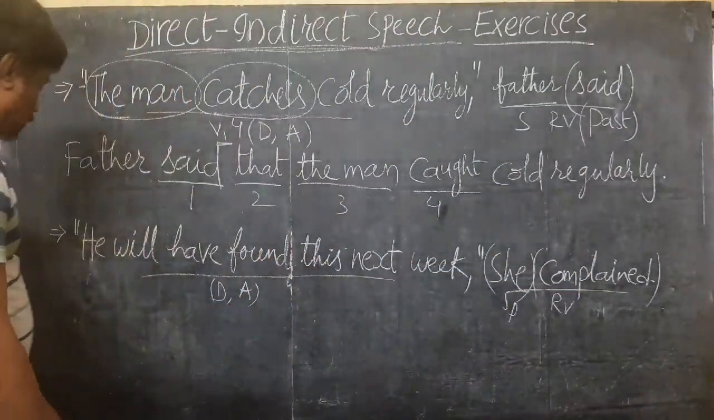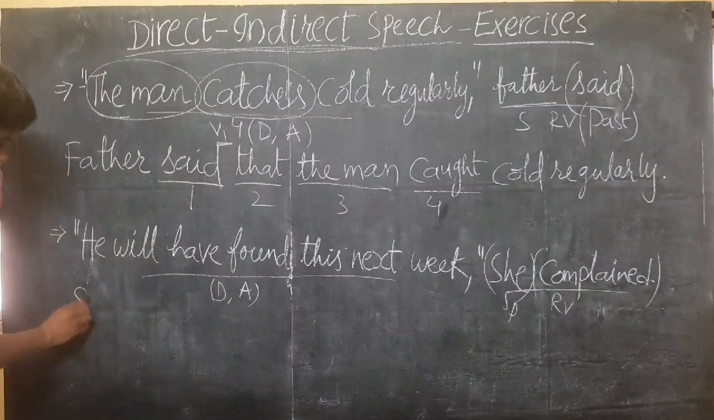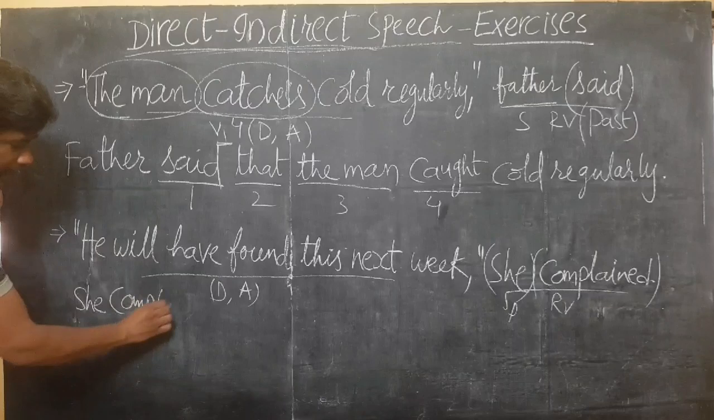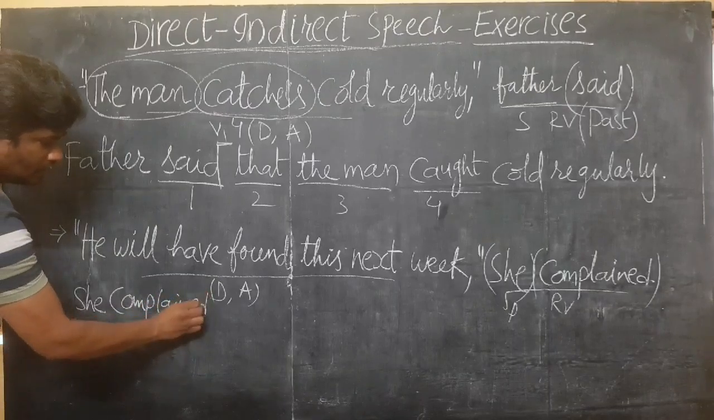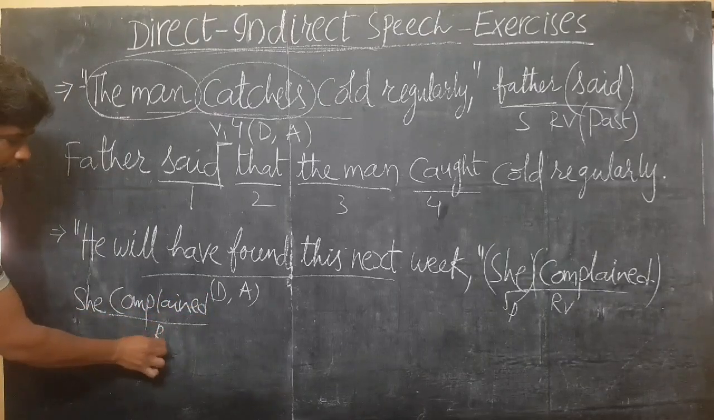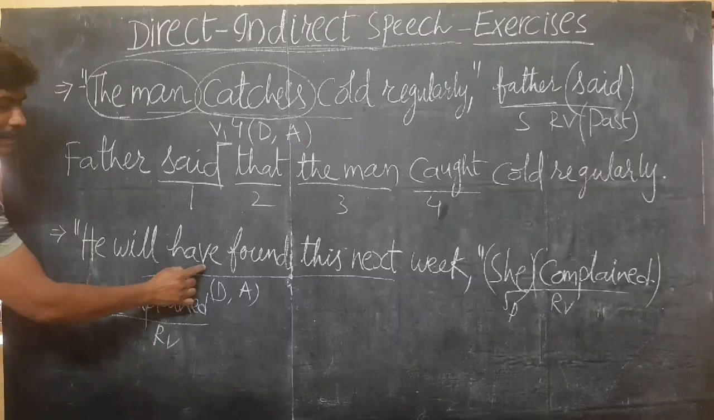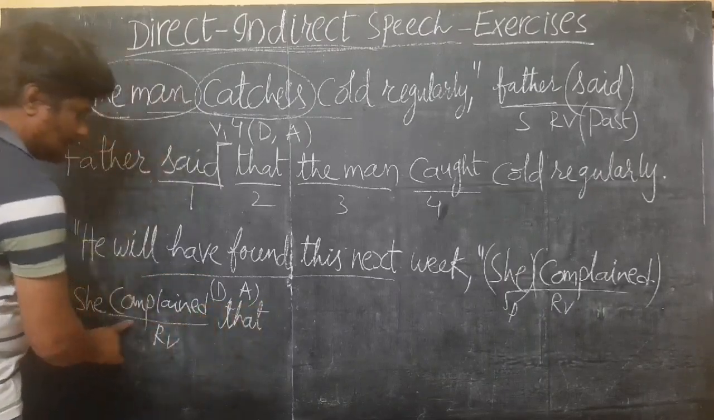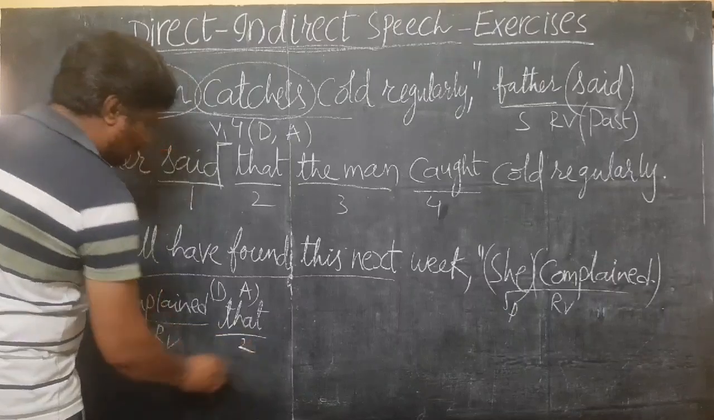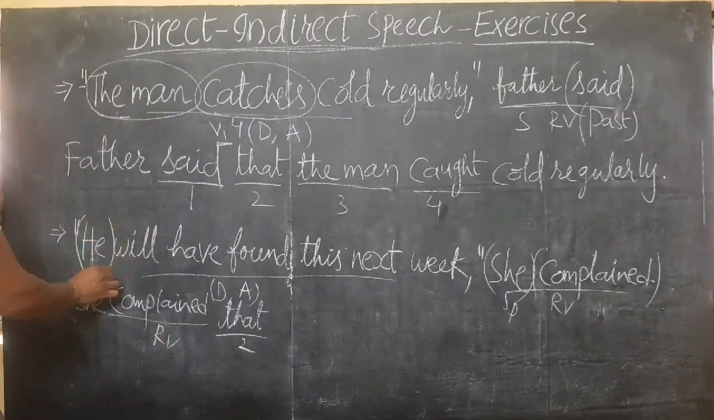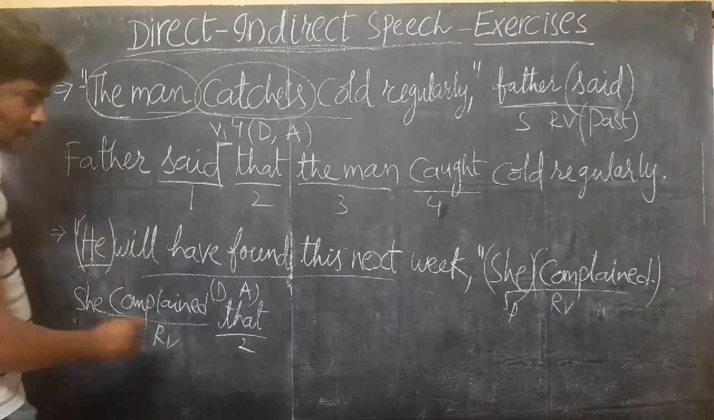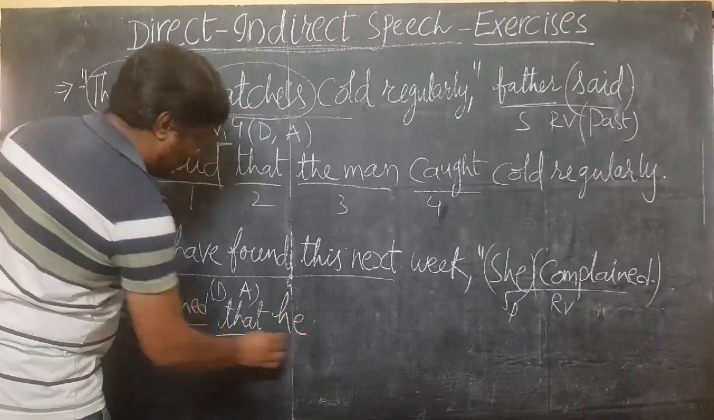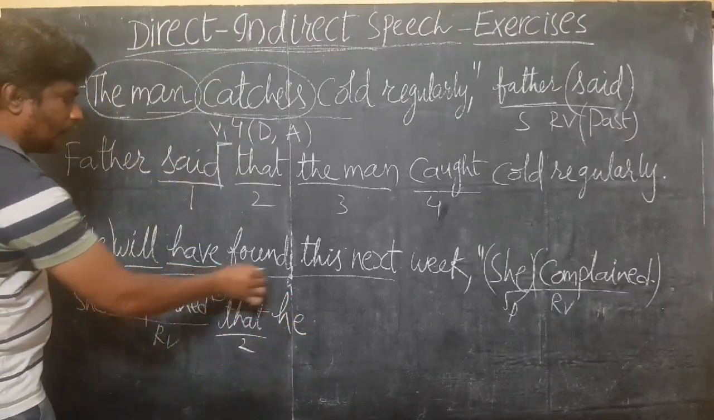That means you will write here, she complained. No change. As usual, reporting verb change is over. Dialogue is assertive, so you will write that. She complained that. Second one is over. And the pronoun is he. Third person, no change. He remains he.